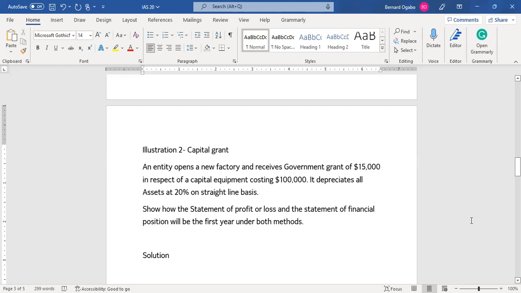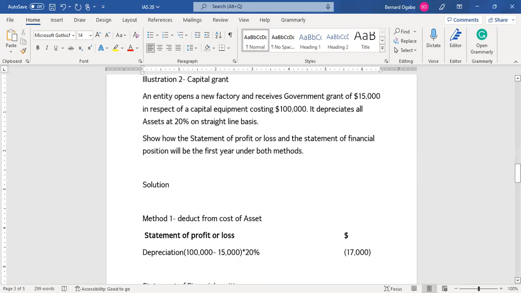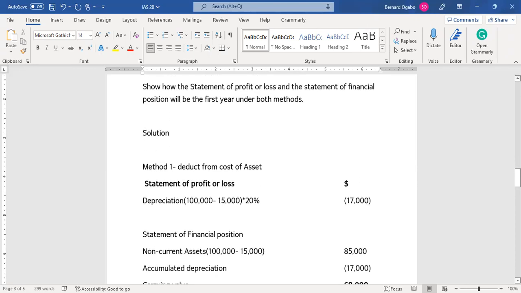So number one, we're going to use method one that says take this grant off the cost of the asset and depreciate the balance. Method one, we deduct the grant from the cost of the asset. So what do we do? The cost of the asset is 100,000 and the grant is 15,000. So this is a statement of profit or loss, and depreciation expense is 100,000 less 15,000. That gives me 85,000. 20% of 85,000 is 17,000.